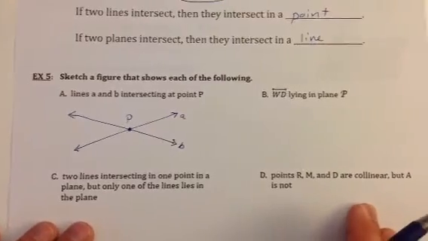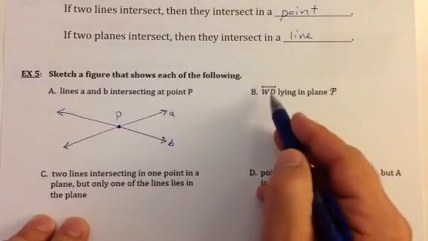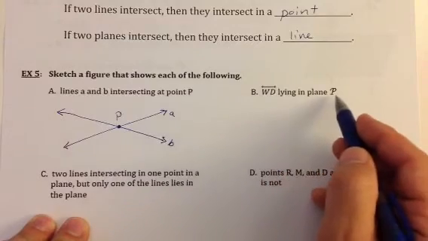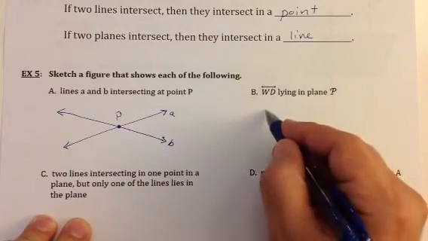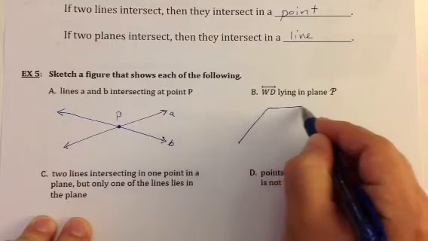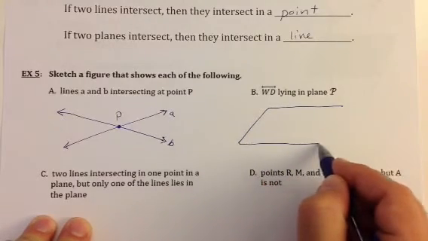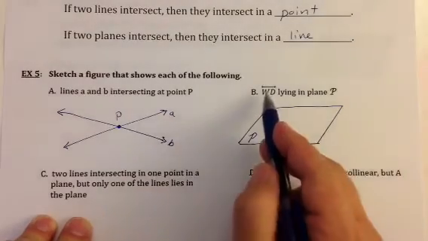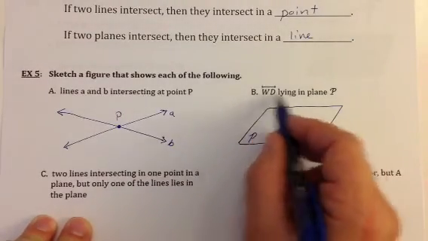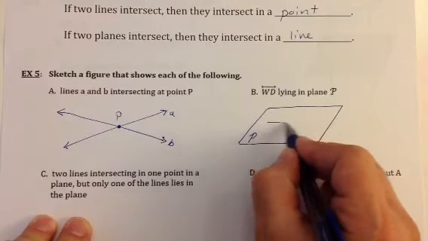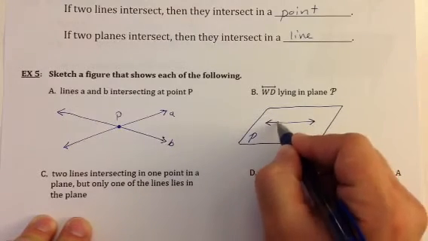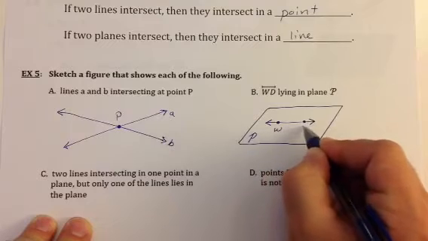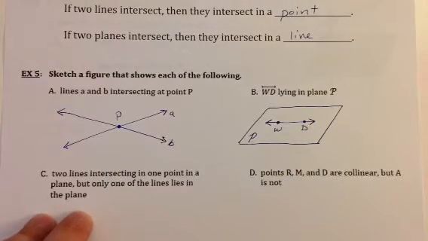All right. We also now want to draw line WD that is lying in plane P. So I'm going to start by drawing plane P. And to draw a plane on a piece of paper, you're going to draw what looks like a parallelogram to the best of your ability. You're going to call it plane P. Then we're going to put WD that lies on that plane. Think of drawing a line on a piece of paper. This is our piece of paper. We're drawing this line on the piece of paper. And put points W and D on the line. That should look like that.